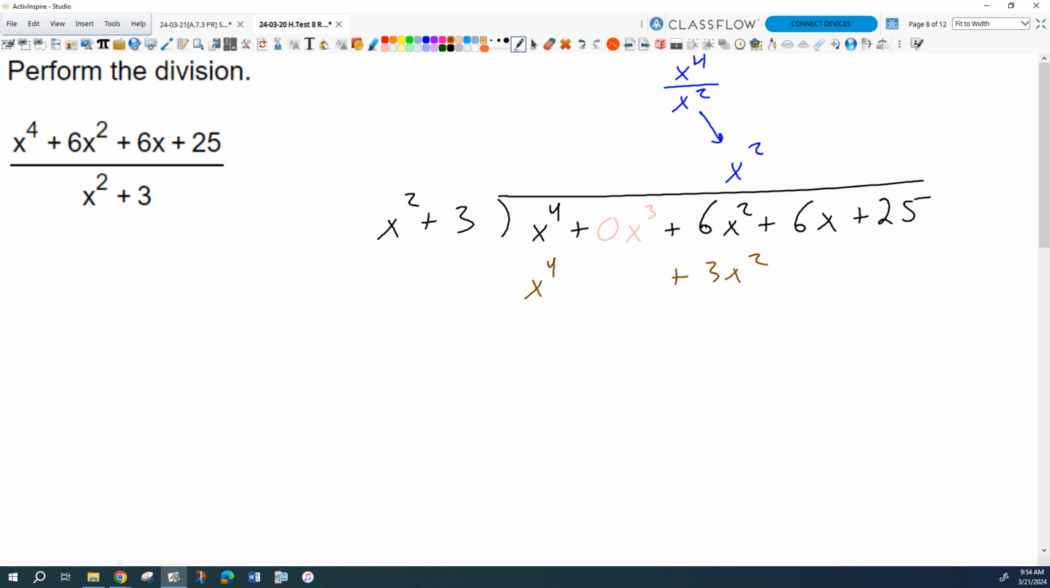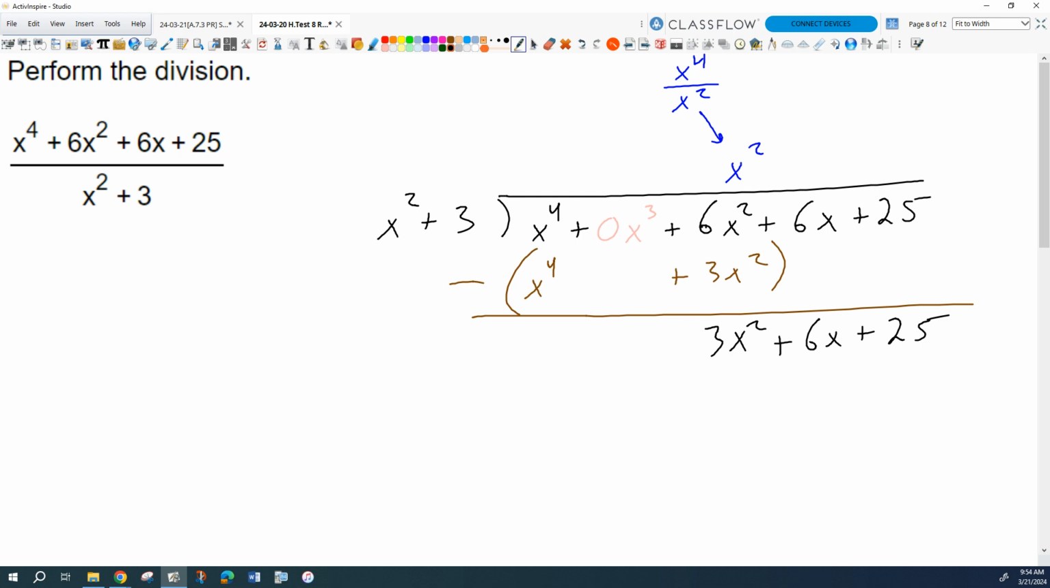Now what? Subtract. So remember, I'm going to put the whole thing in parentheses and subtract vertically. X to the fourth minus x to the fourth cancels. 0 is 0, right? 6x squared minus 3x squared is 3x squared, and I'll just bring the rest down and go again. Okay, what's next?